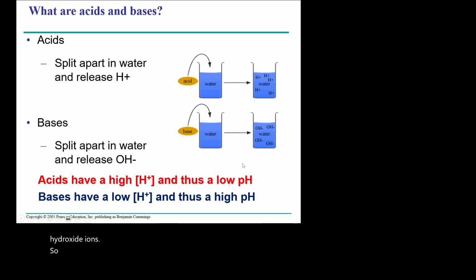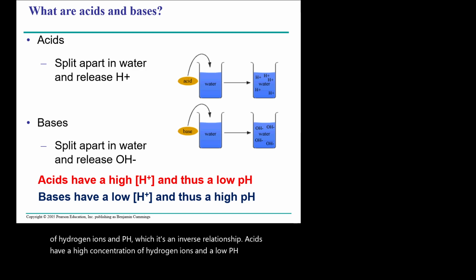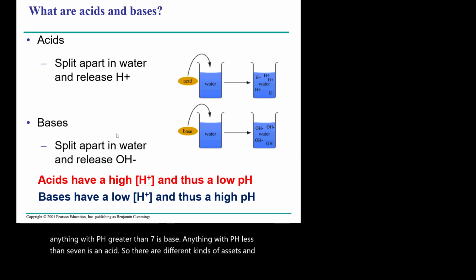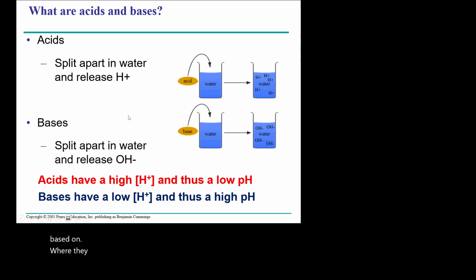So make sure you understand the definition of an acid and a base, which is here, but also the relationship between the concentration of the hydrogen ions and pH, which is an inverse relationship. Acids have a high concentration of hydrogen ions and a low pH, while bases have a low concentration of hydrogen ions and a high pH. Now, if you recall, the pH scale ranges from 0 to 14. And so anything with pH greater than 7 is a base, anything with pH less than 7 is an acid. So there are different kinds of acids and bases based on where they fall on the pH scale.